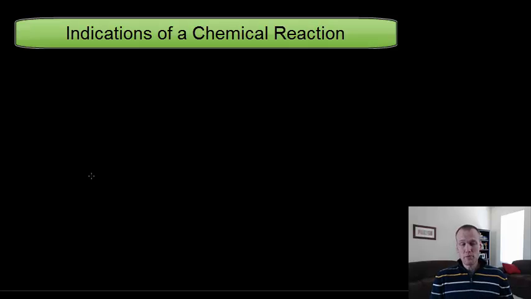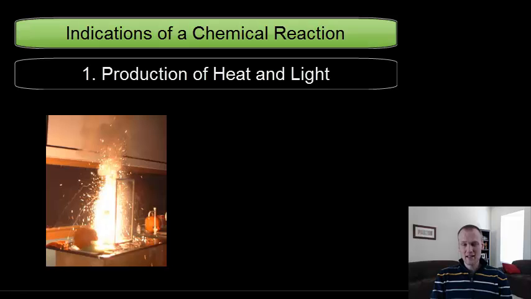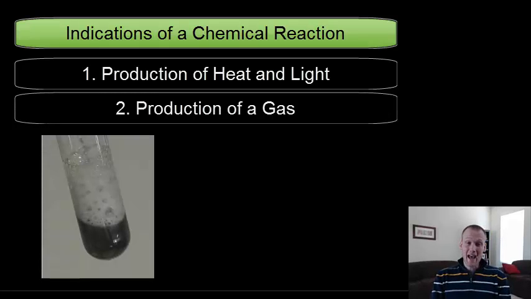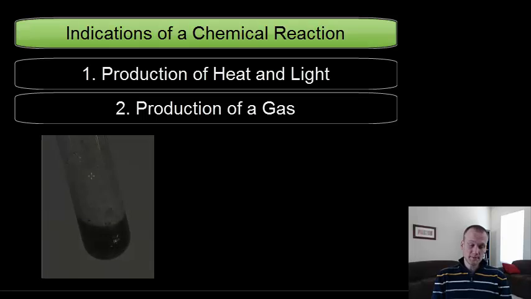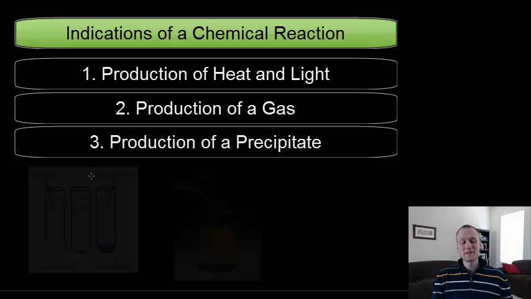The first one is if you produce heat and light. If you're producing heat and light, there's a good chance that a chemical reaction is taking place. The second one would be if we're producing a gas. Sometimes we can't see the gas production. Other times, when the reaction is happening in solution, you can see the gas in the form of bubbles. If you see bubbles in a solution, that's usually a pretty good indication that a gas is being formed.